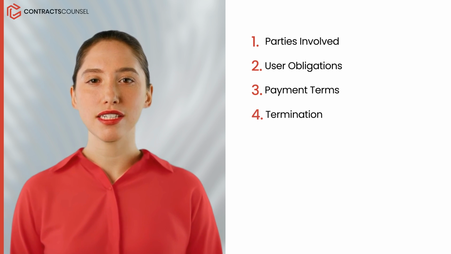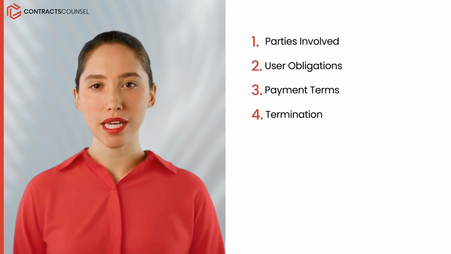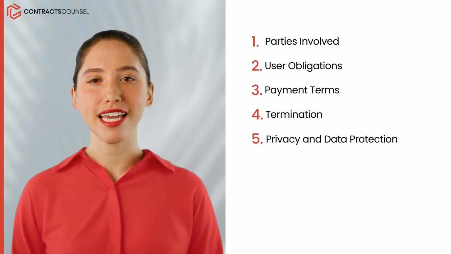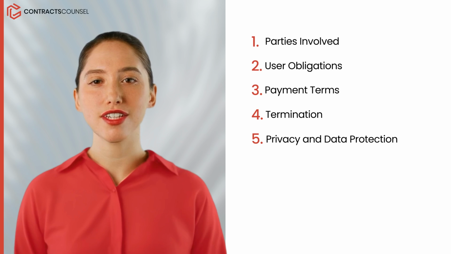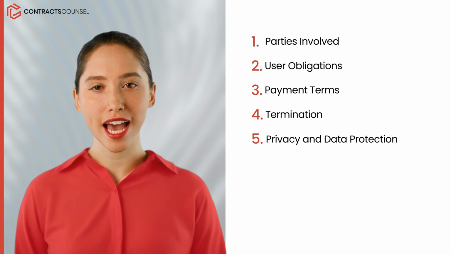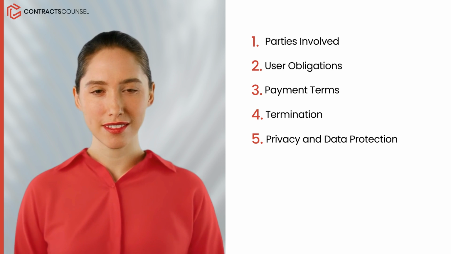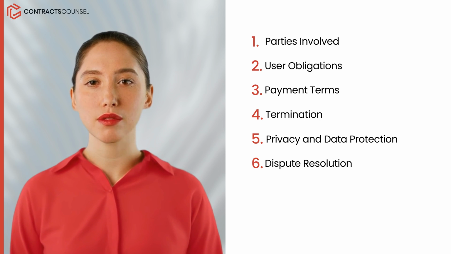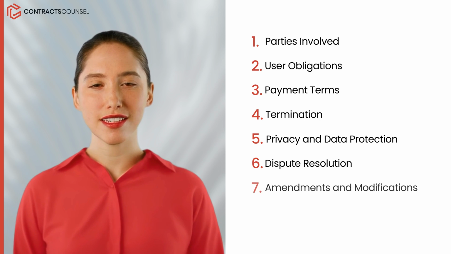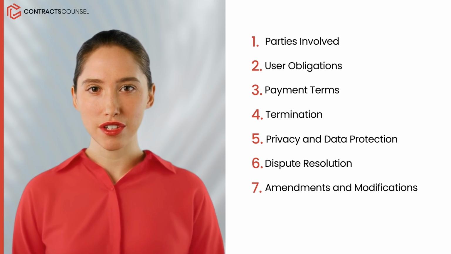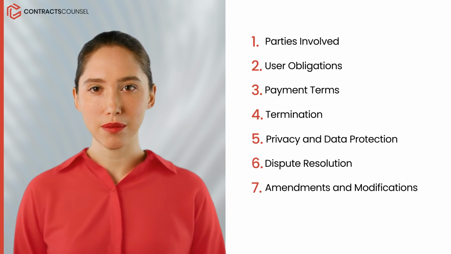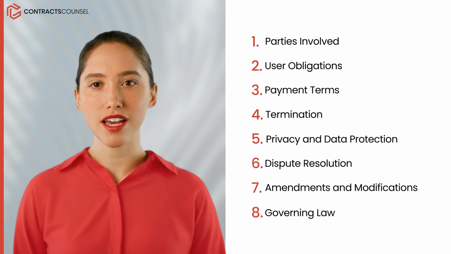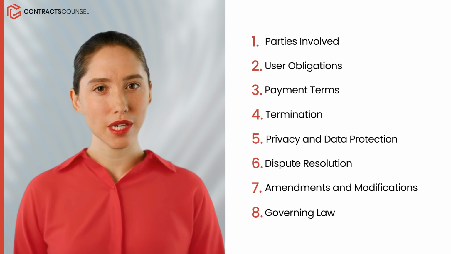4. Termination. Review the conditions under which either party can terminate the agreement, including any notice periods and grounds for termination. 5. Privacy and data protection. Ensure there are clauses that address how user data will be collected, stored, and used in compliance with privacy laws. 6. Dispute resolution. Understand the methods for resolving disputes such as mediation, arbitration, or court litigation. 7. Amendments and modifications. Look for terms that specify how the terms and conditions can be updated or modified. And 8. Governing law. Review the jurisdiction and governing law clauses to understand which laws will apply in interpreting the terms and conditions.